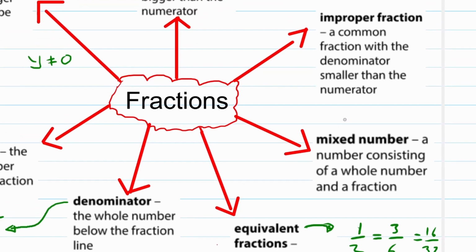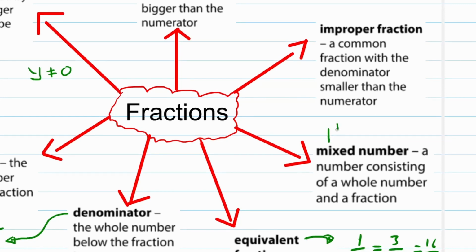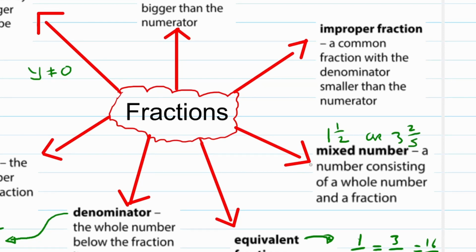Then a mixed number. A mixed number is when we represent a fraction, which was an improper fraction, which we're going to get to now, as a number consisting of a whole number and a fraction. Like, for instance, 1 and a half, or 3 and 2 over 5. This is a mixed number. Both of these are examples of mixed numbers.